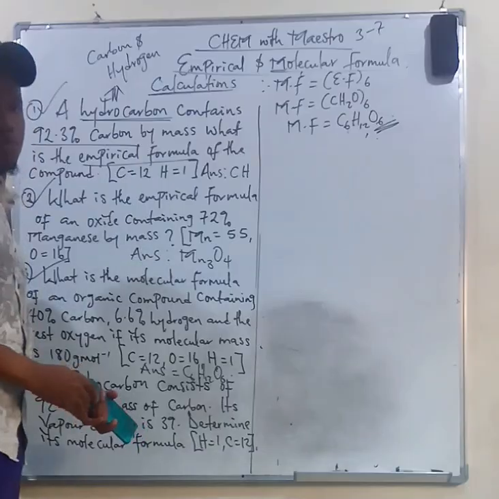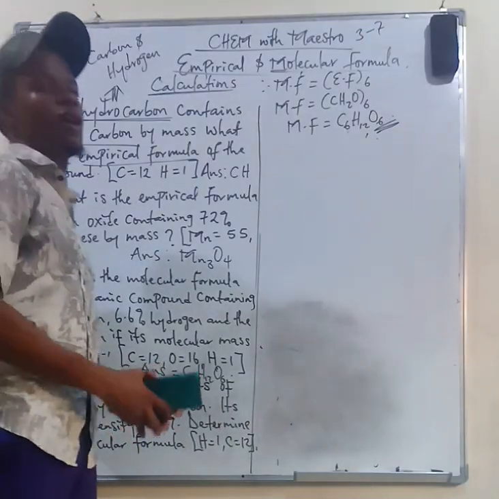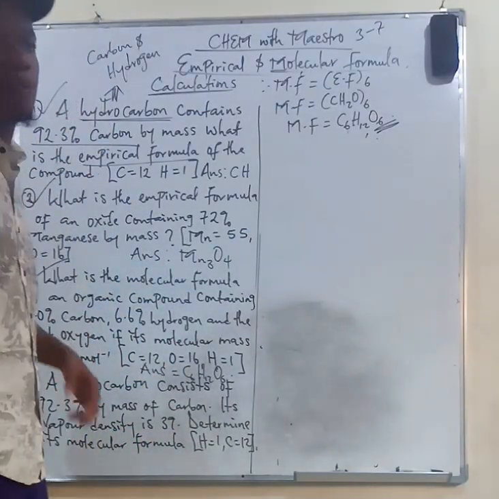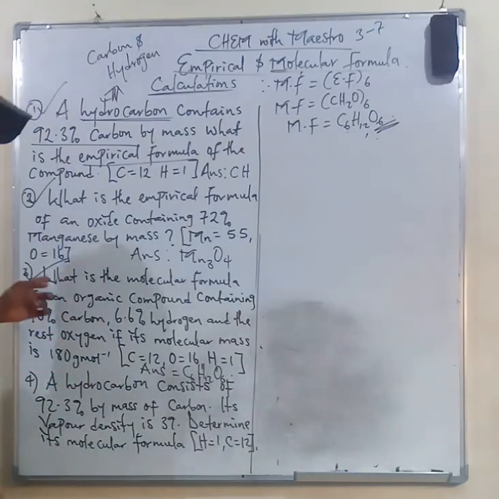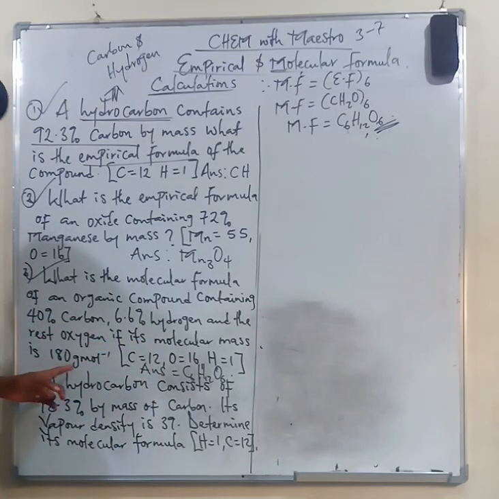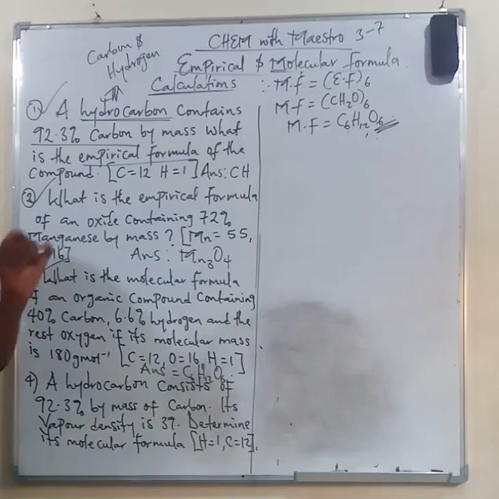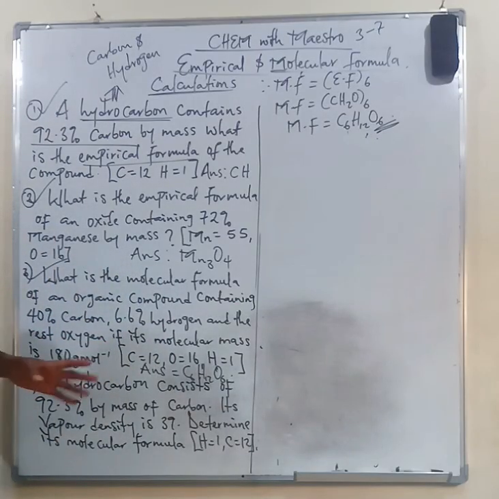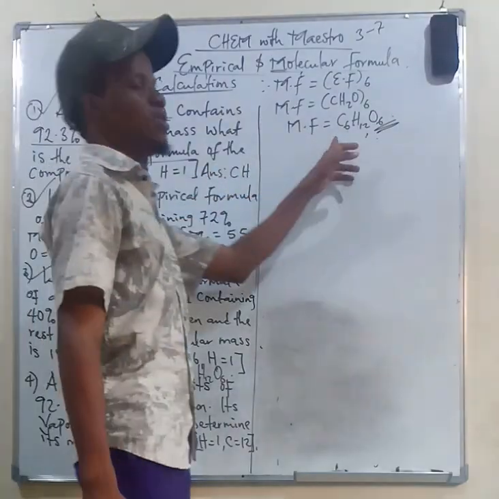Anytime they give you a question, they tell you find the molecular formula, and you just discover that the molecular mass is 180 gram per mole, please don't solve. Just go straight to the option. Go and look for C6H12O6. That's the answer.